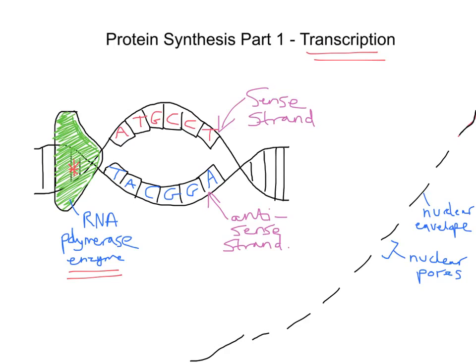So where we have an A on the antisense strand, a complementary base pair of that would be a U as opposed to a T in RNA terms. So what we end up with is something that looks a little bit like this. And I'll draw this in a darker green, just to really stand out.